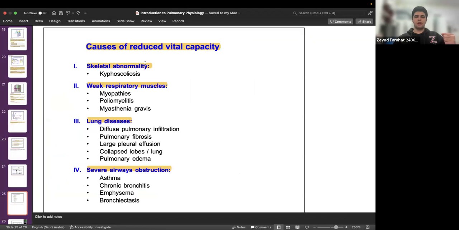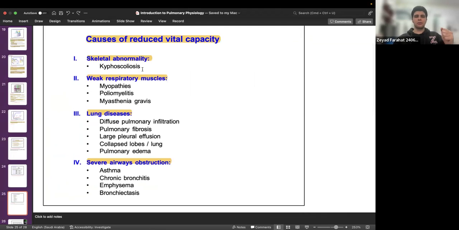In terms of lung pathologies, you don't really need to know the underlying stuff, the minute details of the diseases. Of course, you just need the big titles. So skeletal abnormalities: basically, what makes you expire and inspire? Inspiration is active. The lungs need to be forcefully pushed out to create the negative pressure and get the air inside. We'll talk about it in a bit.